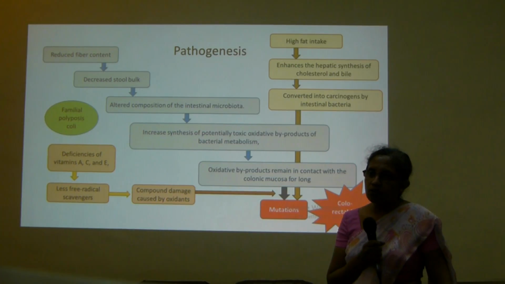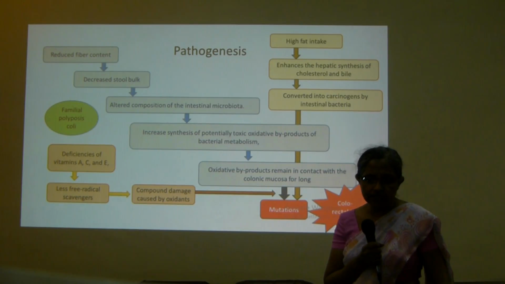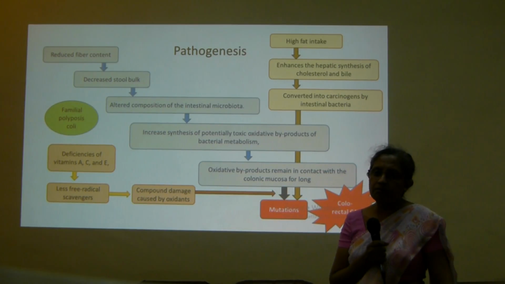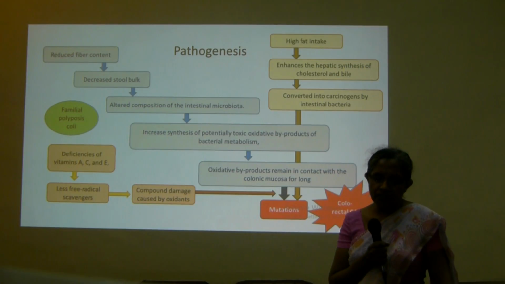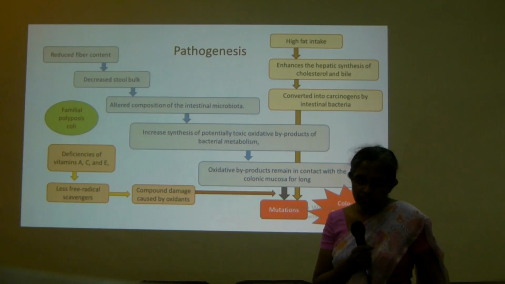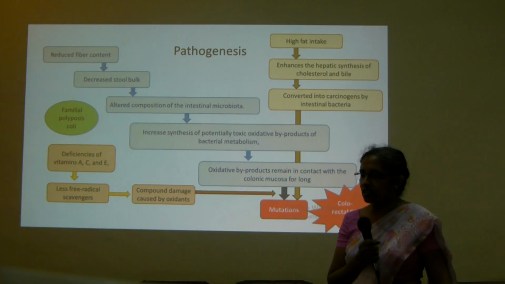The other reason they have found is that there can be deficiencies of vitamins A, C and E, which are generally considered to be very good free radical scavengers. If there is a deficiency in vitamin A, C or E, there will be a lesser amount of scavengers in the gastrointestinal tract, so that the oxidative byproducts can exert their effects without any problem. So that again compounds the effects of having a low fiber diet and high fat intake.